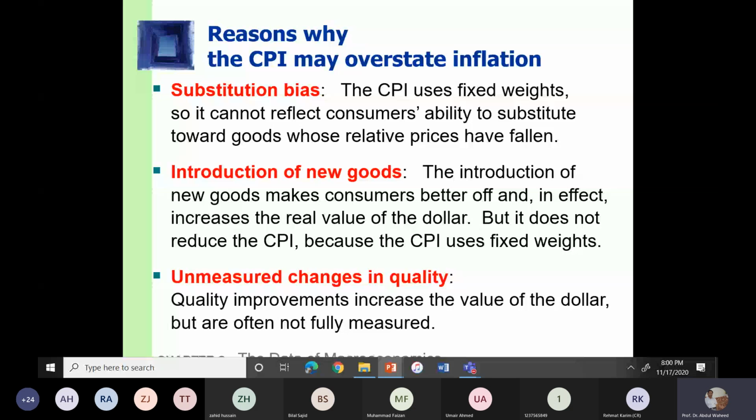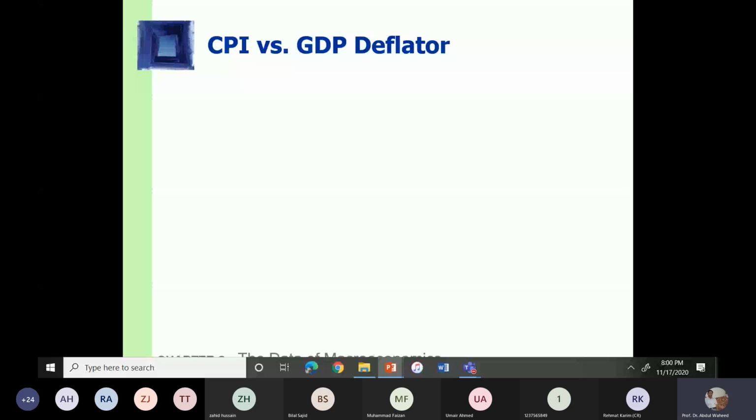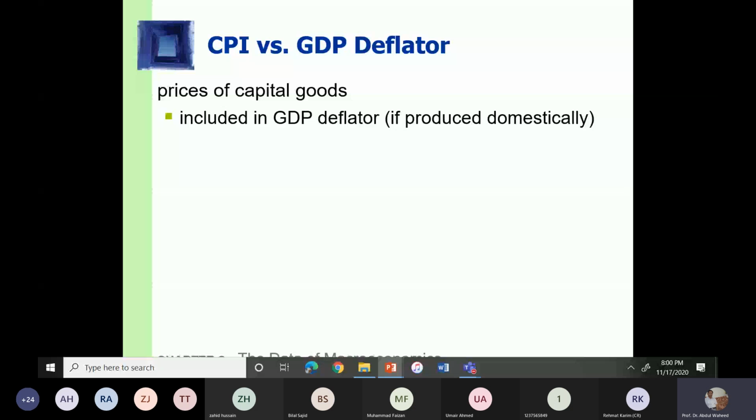And then we now discuss two price levels. One is the GDP deflator, the other is the consumer price index. So we can calculate the inflation rate using the GDP deflator, and we can also calculate the inflation rate using the consumer price index. But there are some differences in these two price levels. The prices of capital goods are included in the GDP deflator if produced domestically. But the prices of capital goods are not included in the consumer price index, because the consumer price index only includes goods that are purchased by consumers, and capital goods are not purchased by consumers, they are purchased by producers. So this is the difference between the GDP deflator and CPI.